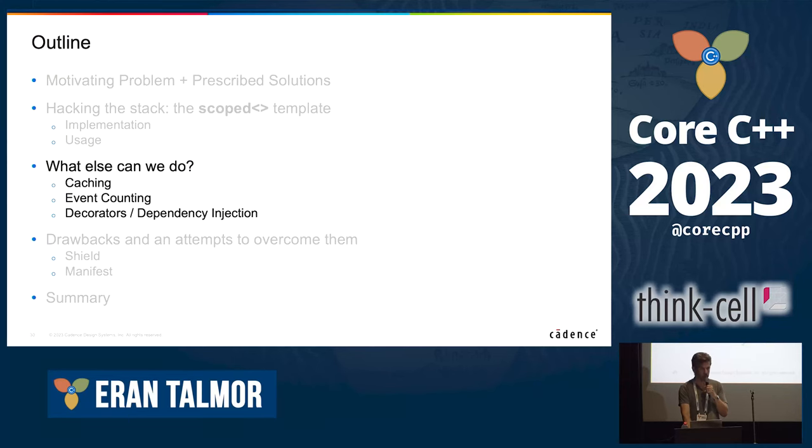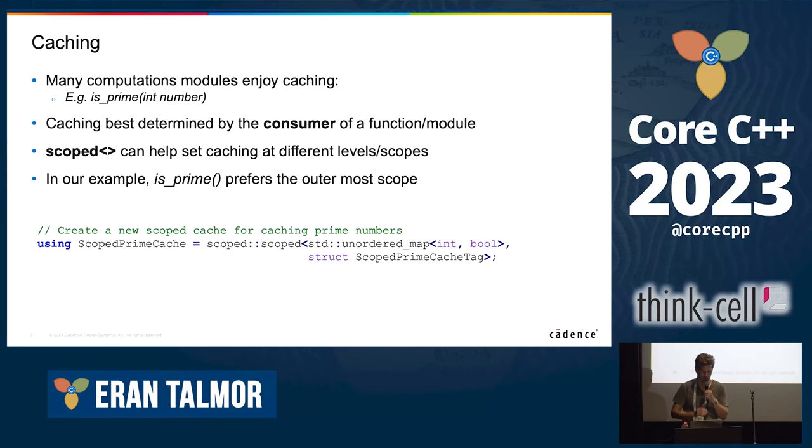And now let's see what else we can do with it. One example is caching. Many computation software enjoy caching, right? You don't want to compute the same thing over and over. The problem with caching is that when you develop a computational library, you don't always know when is the best time to install a cache and maybe clear it. It's usually best determined by whoever is using you. So it's the consumer of your model. And with a scoped solution, you can do it quite flexibly.